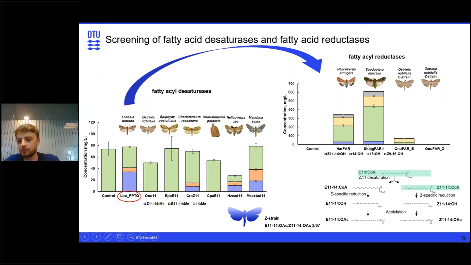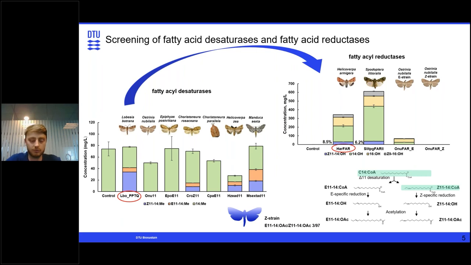And even though SlitPGFAR produced the highest amounts of total fatty alcohols, we have selected HarFAR as the best candidate because, as you can see, titer-wise, there was not a big difference. However, HarFAR produced slightly higher purity of our target compound, which was Z11-14 alcohol. So in summary, LBOPTQ and HarFAR were selected as candidates for production of Z11-14 alcohol.